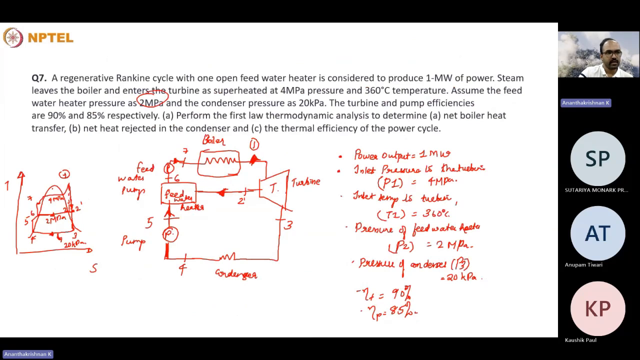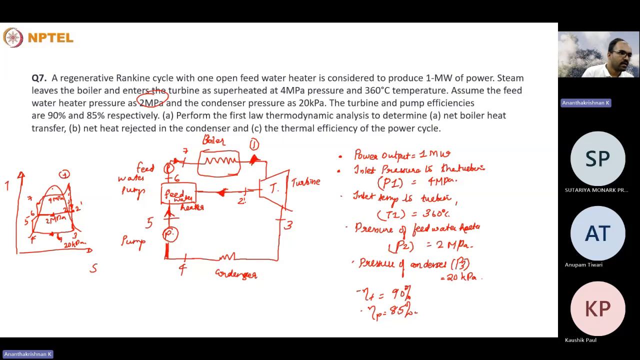Now we need to determine the net boiler heat transfer, the rate of heat rejected, and the thermal efficiency of the power cycle. Since this is a regenerative cycle, we need to determine how much amount of water will be bled from point 2 to point 6. For that, we need to go for the mixing that will happen between point 2 and point 5 to give the point 6. So that is a mass balance in this case.